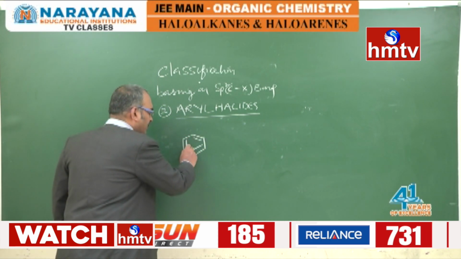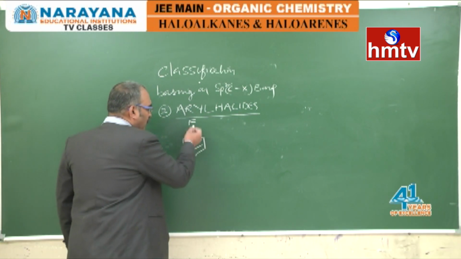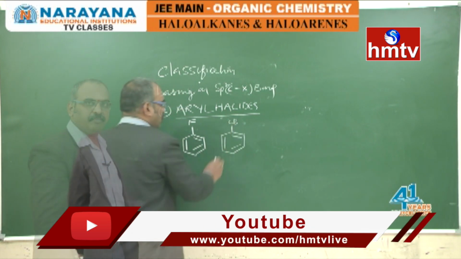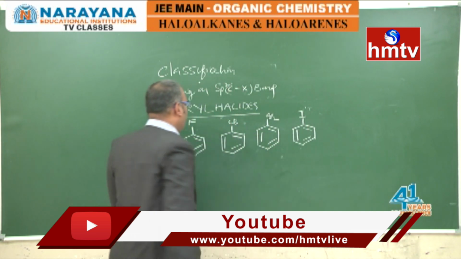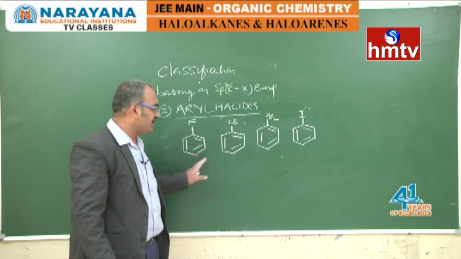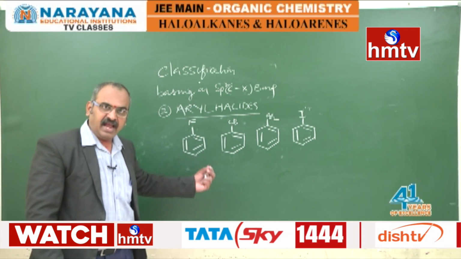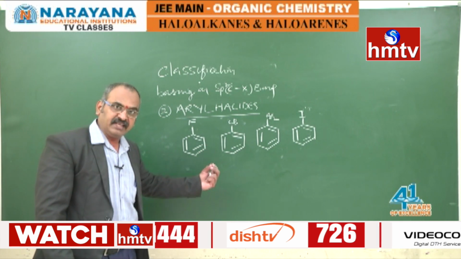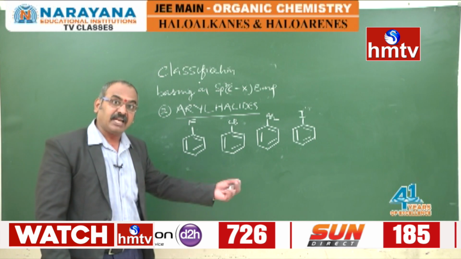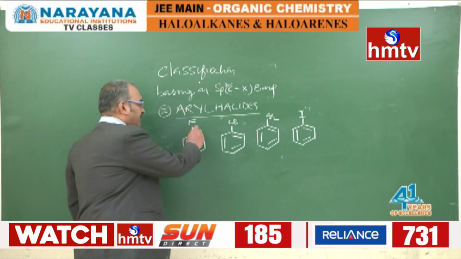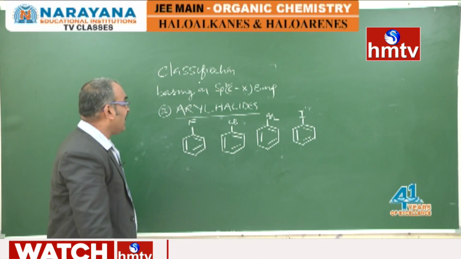This is the benzene ring. One of the hydrogens of benzene is replaced by a halogen: fluorobenzene, chlorobenzene, bromobenzene, iodobenzene. Here the halogen atom is coming in place of the hydrogen of benzene and is attached to the carbon atom of the benzene ring. That's why if the halogen is directly attached to the benzene ring, they are called aryl halides.